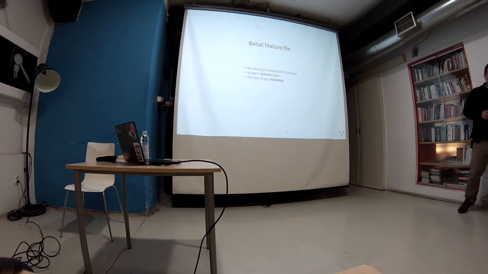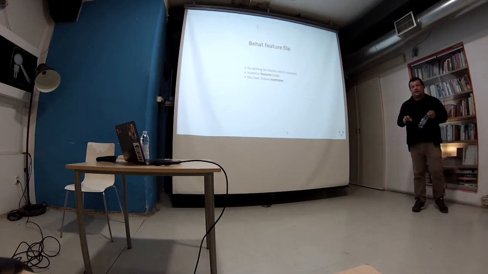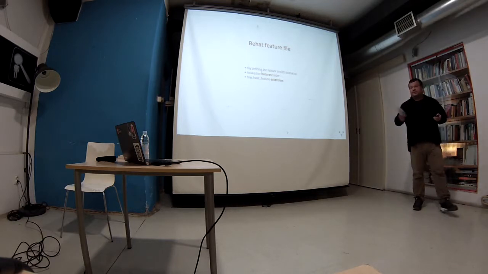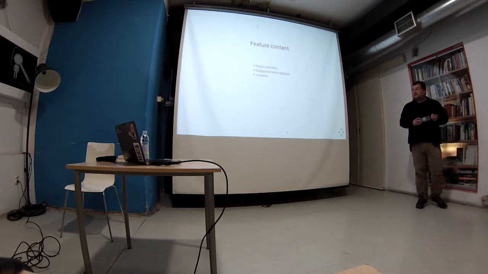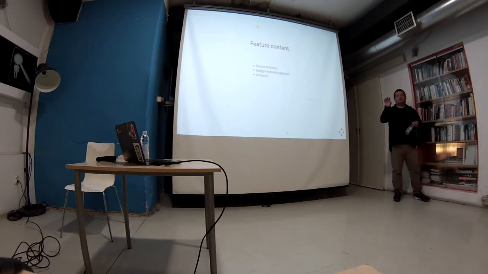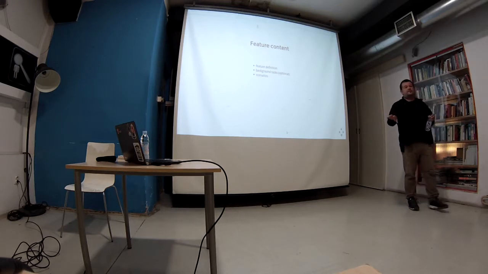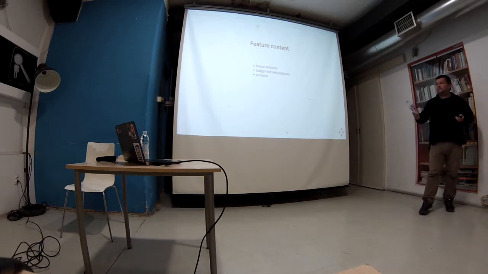So, Behat has feature files. The idea is that one feature is defined in one file. They're usually located in a features folder, and each file has a feature extension. So what does it consist of? It has a feature definition, which says what this feature is. Then you can have some background tasks, which I'll explain. It's an optional feature if you want, and then you do your scenarios.